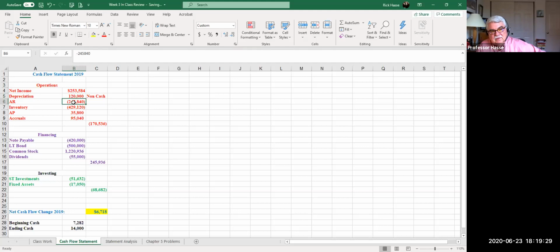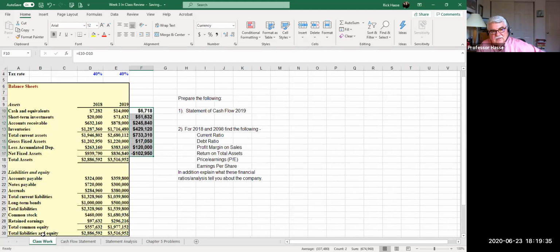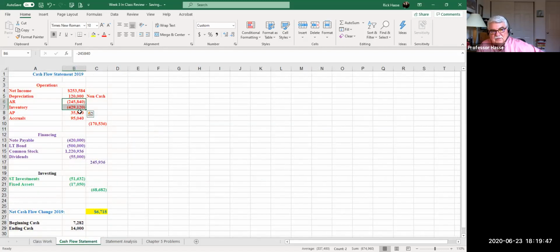Accounts receivable and inventory are operating assets. Notice on the balance sheet, those two numbers went up dramatically from 2018 to 19. Receivables increased, inventories increased. When assets increase, that's negative cash. In other words, we're not collecting our receivables and we're not selling our inventory. Negative cash.